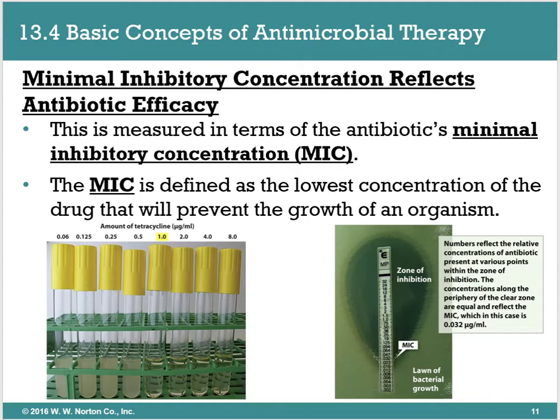Now the actual test to determine the minimal amount of medication that needs to be present is called the minimal inhibitory concentration, or MIC. MIC is defined by using the lowest amount of drug that is still effective in preventing microbial growth. So that's just the idea. I'm not going to ask you to calculate or anything. I just want you to know the concept. So the concept is MIC, minimal inhibitory concentration. This is where you have the minimal amount of medication that will still kill the microbe.